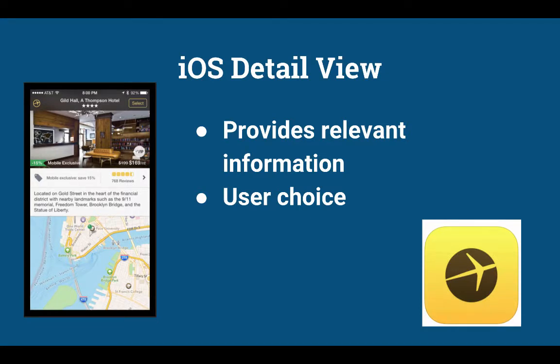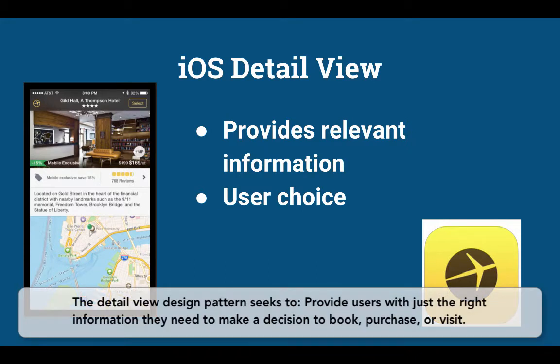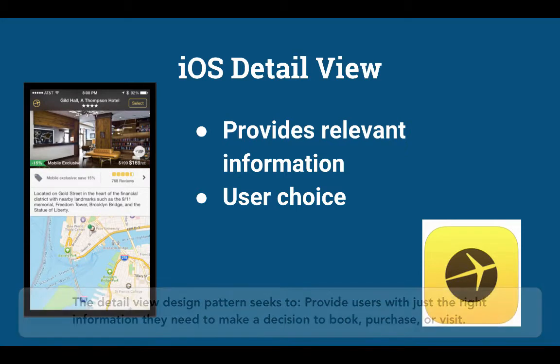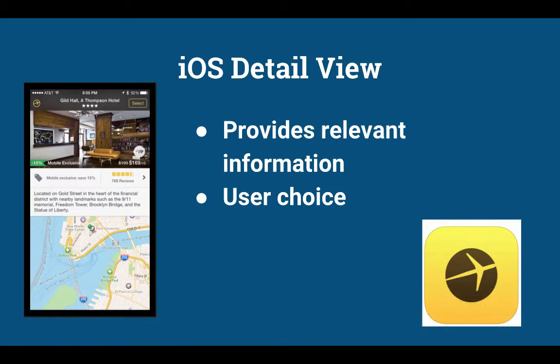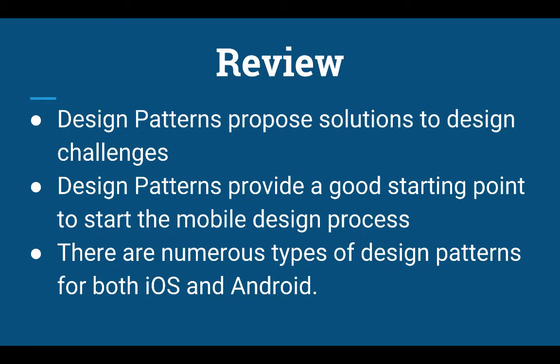Designers have really created some very elegant and simple detail views that give the user less or more information to help them make the ultimate decision to book or to purchase. The detail view design pattern seeks to provide users with just the right amount of information they need to make a decision to book, purchase, or visit a location. If the user hasn't found what they're looking for, it's easy enough for them to head back to the list and browse more.